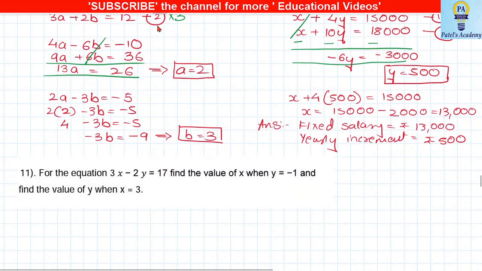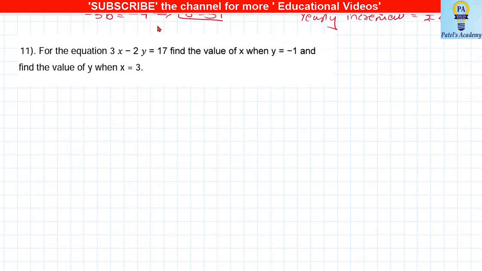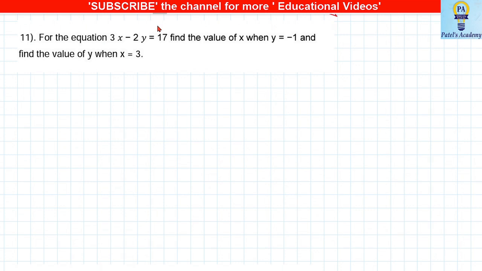Okay, now let's see the next one. For the equation, they have given the equation, find the value of x when y is minus 1 and we have to find y when x is 3. Okay, so we have two parts. Let us take down the equation: 3x minus 2y equals 17. So we have to substitute y as minus 1. 3x, okay, we have to just solve.